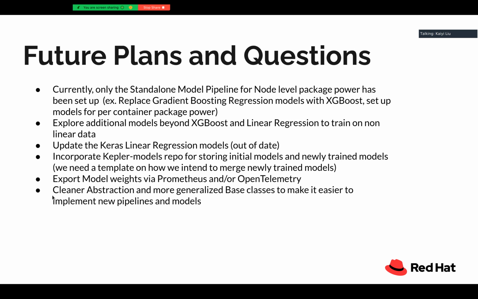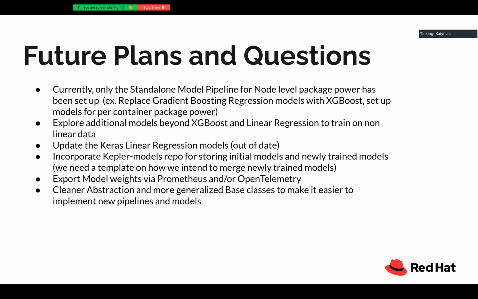Probably the most important issue or task we want to work on right now is we want cleaner abstraction and more generalized base classes for implementing these new pipelines and models. So, the standalone pipeline inherits from an abstract class called train pipeline. And in all honesty, train pipeline is quite out of date.